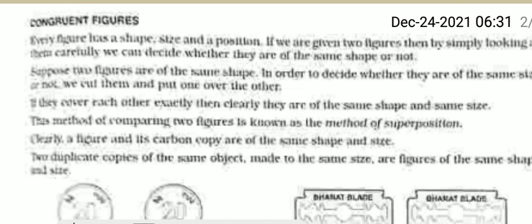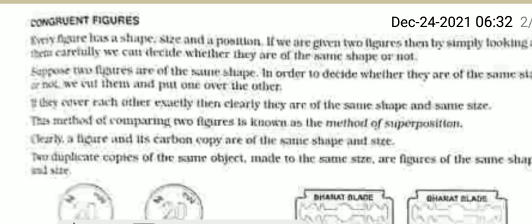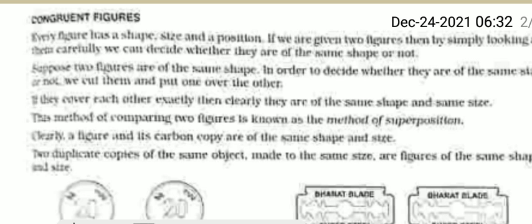Suppose two figures are of the same shape. In order to decide whether they are of the same size or not, we cut them and put one over the other. If they cover each other exactly, then clearly they are of the same shape and same size. This method of comparing two figures is known as the method of superposition.